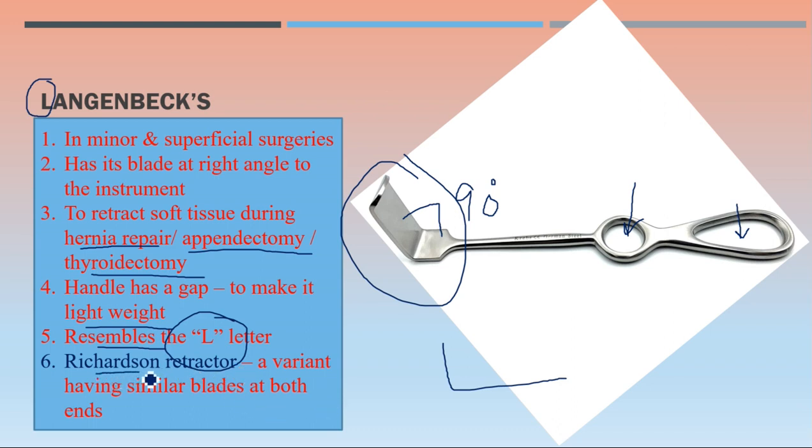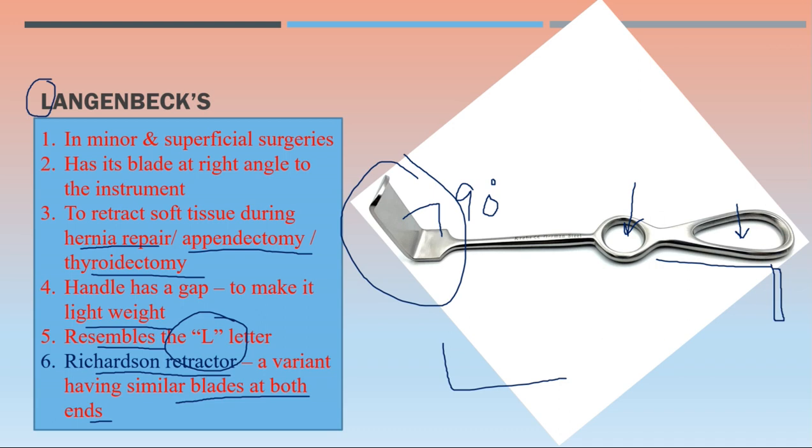Another modification variant of this Langenbeck's retractor is Richardson retractor. And what is different from this Langenbeck's? It is having similar blades at both ends, right? This will become Richardson retractor. Suppose again I'm just going to make it like this, and this is having a blade similar to this one. This will become Richardson retractor, a variant of this Langenbeck's.